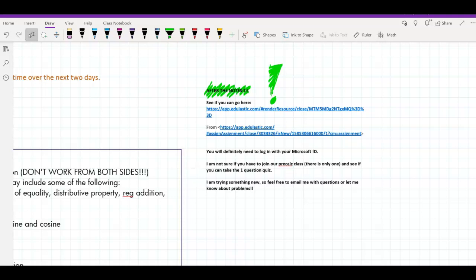You're going to need to click the link, try to log in with your Microsoft ID. That's your computer ID and your computer password. Or sorry, your school email and your computer password. And then you might have to join our pre-calc class. I'm not exactly sure what the next couple of steps look like, but you may have to join our pre-calc class and then try to get to the assignment. If you have questions, let me know.